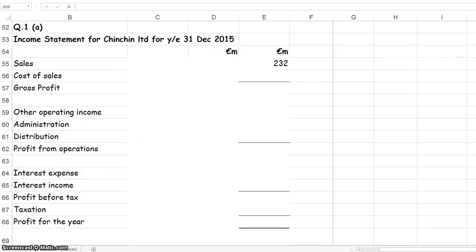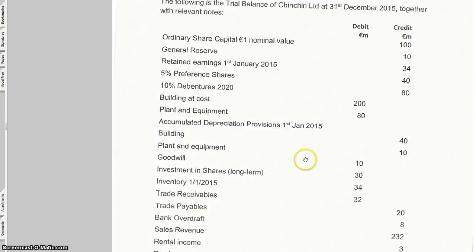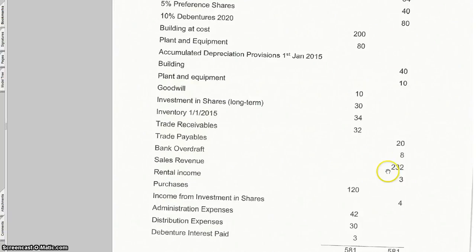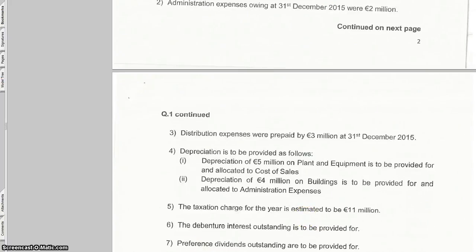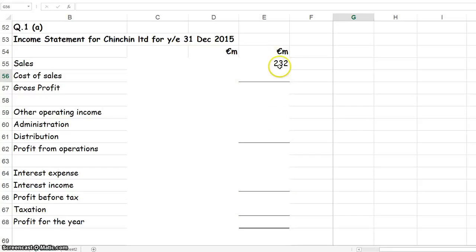So 232 goes in, and you'll note the heading here is in millions, because all the figures in the question, and even in the workings, are in millions. It's easier to show the figures in millions here, and it saves having to write out all the zeros. Cost of sales will be next, but it's a bit of a working, so I'm just going to do the really easy ones first.